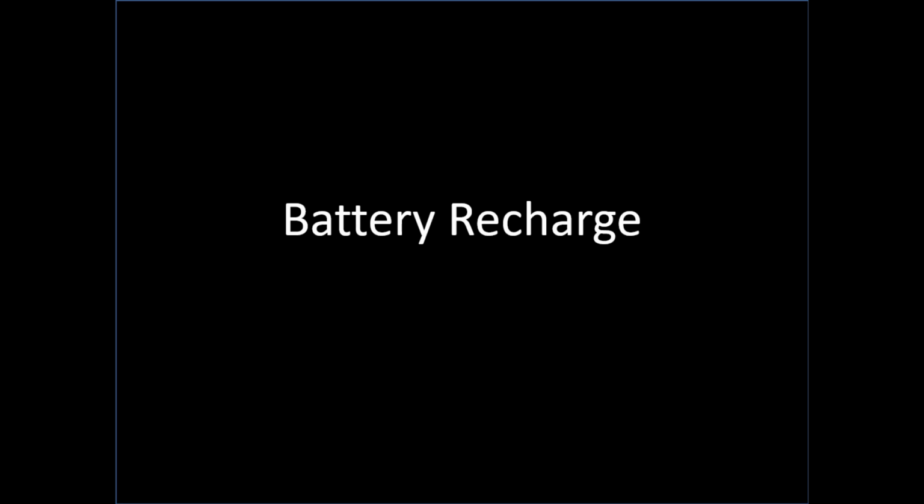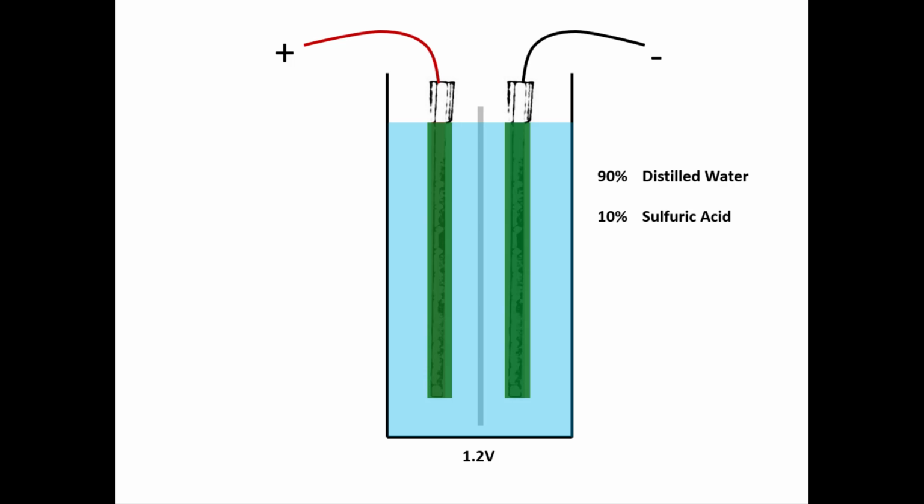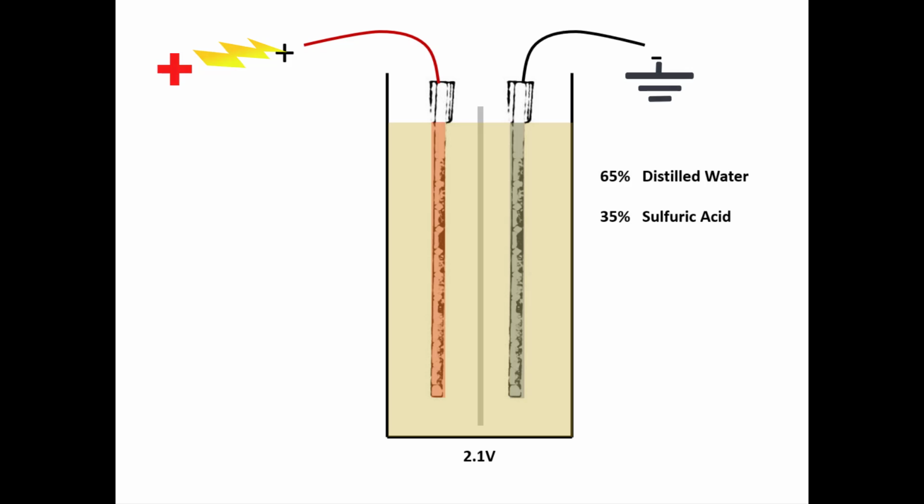Now, to recharge the battery, we would simply apply a voltage greater than the battery, and the sulfur atoms that are sticking on the plates in the sulfated mode would then fall back into the solution again, mixing back with the electrolyte, giving us our 65% distilled water, 35% sulfuric acid solution. And this battery would then be recharged. As you can see at the bottom, we have our 2.1 volts.